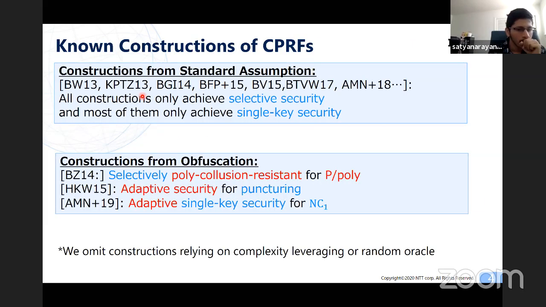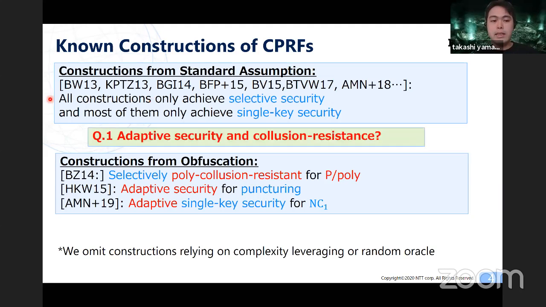Here I will review known constructions of CPRF. As a first category, we consider constructions from standard assumptions. There are many constructions in this category. However, we observe that all these constructions only achieve selective security, and most of them only achieve single key security. So our question for this category is, can we construct adaptively secure and collusion resistant CPRF for any functionality based on standard assumptions in the standard model?